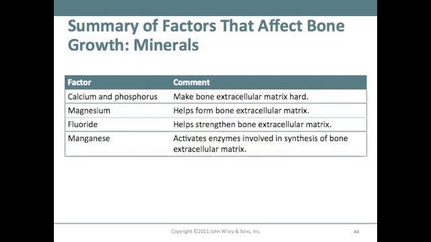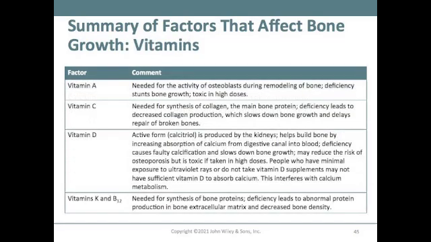So we've got the summary of the factors that affect bone growth. Here we have the minerals: calcium, phosphorus, magnesium, fluoride, and manganese. This is table 6.2. I'll just go through it real quick, but you can study this table by yourself. Table 6.2 is on page 198. And then we also have vitamins, and we talked about this briefly: vitamin A, vitamin C, vitamin D, vitamin K, and B12. And remember this calcitriol, we were talking about it last lecture.